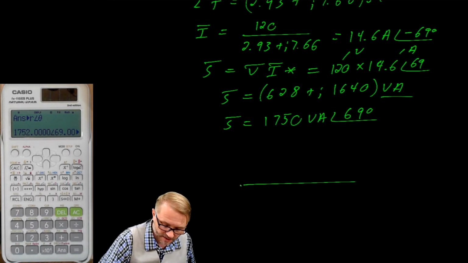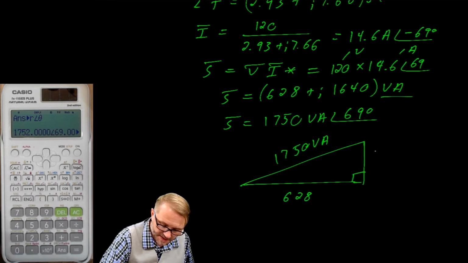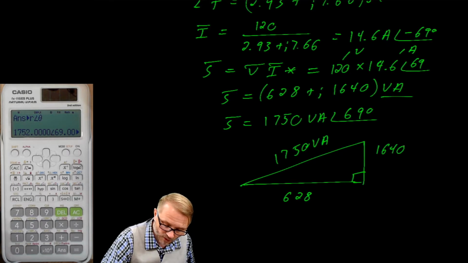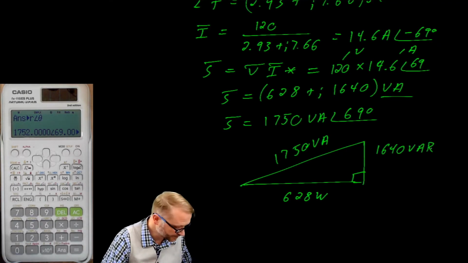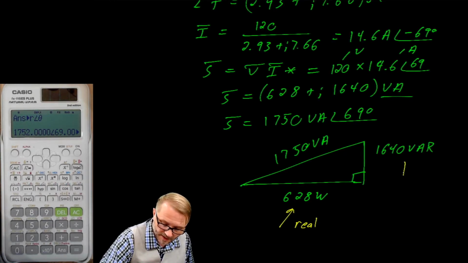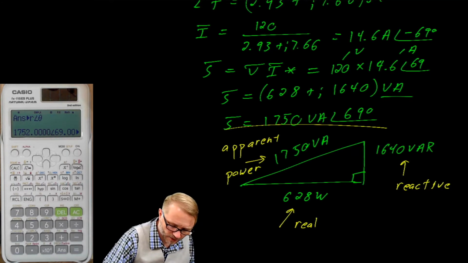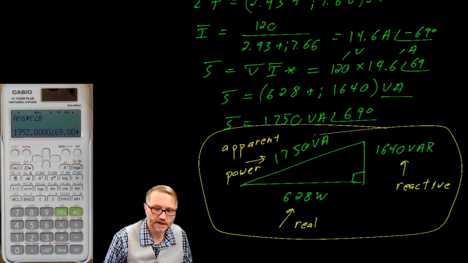The power triangle would look like this. 1750 VA, 628, and 1640. The units here are watts, and here they are vars. We call this real power. We call this reactive power. And we call this apparent power, with the whole thing known as complex power.